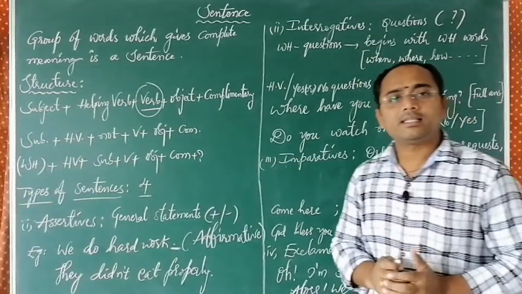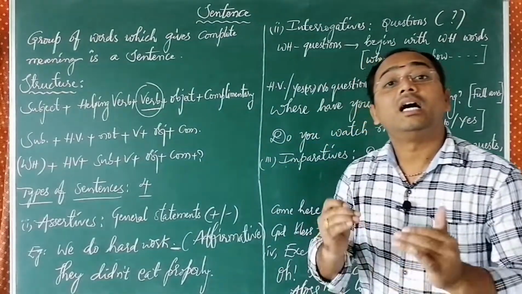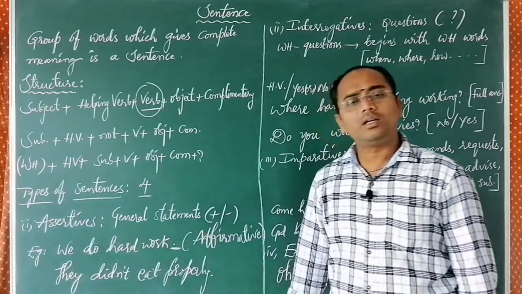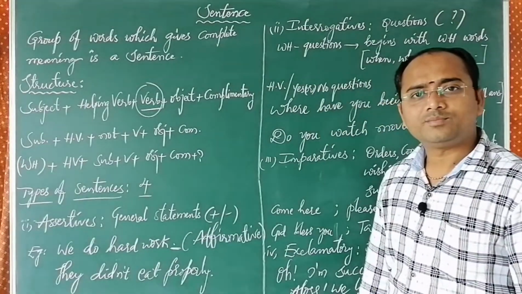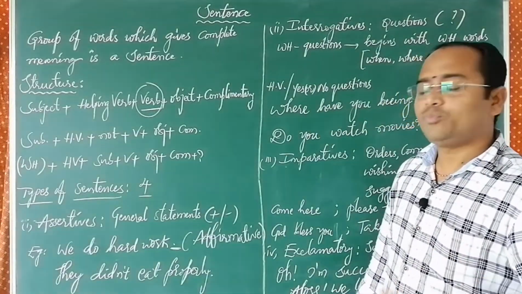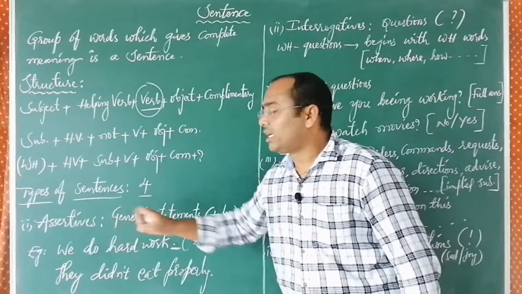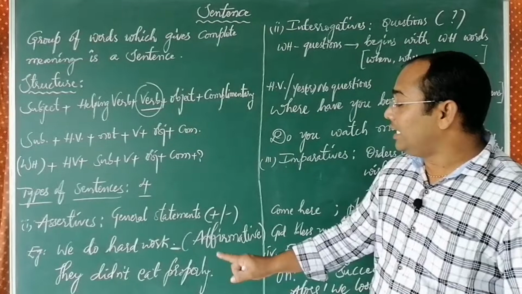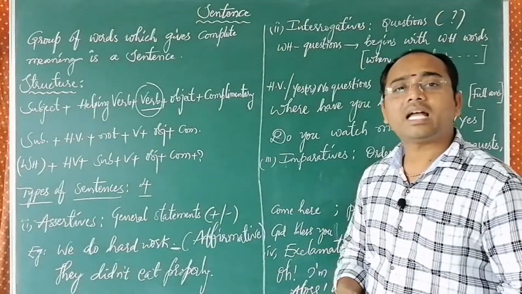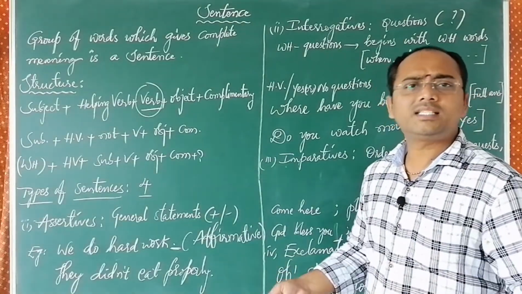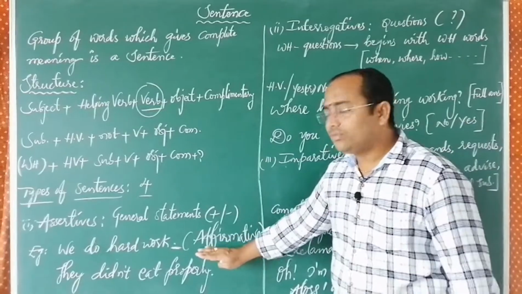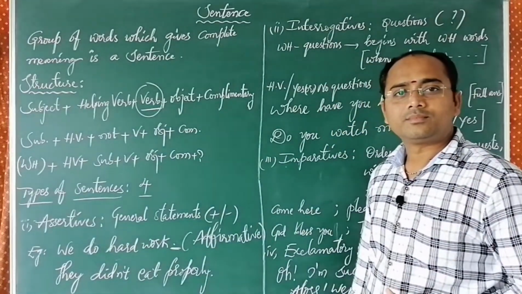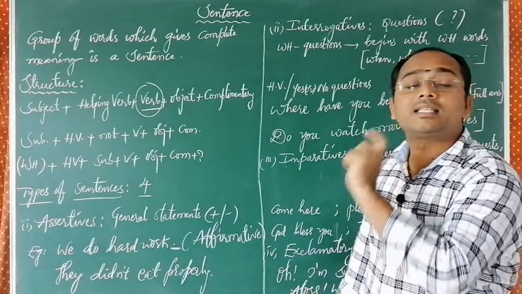Generally, positive sentences are considered affirmative sentences also. So here, we do hard work. It's a general statement giving a positive meaning, so it is one of the assertives. And the second one, if you observe, they did not eat properly. They haven't eaten, I am saying here. So it's a negative. Whether it is positive or negative, whenever we speak in a general manner, that is considered an assertive sentence.